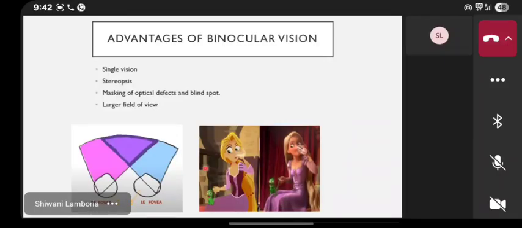So the optic nerve: how does it mask the optical defects and blind spot? The optic nerve is passing nasally. So the scotoma, for example, the right eye scotoma will be temporally seen, and the left eye scotoma will be temporally seen, but we don't see the temporal scotoma in normal day-to-day life because the normal nasal field compensates for the scotoma of the other eye. So one eye compensates for the defect of the other eye.